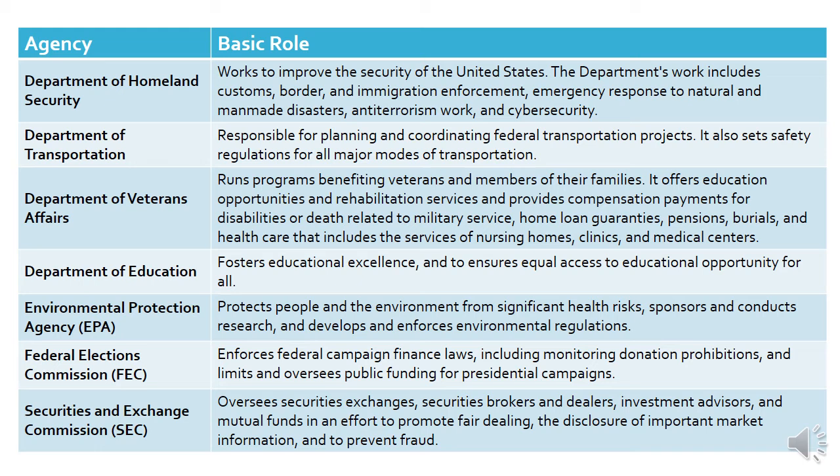Department of Education, again, fairly self-explanatory. Those four are all cabinet-level departments. They have someone at the head of the organization called a secretary of whatever, Homeland Security, Transportation, whatnot. There are 15 of those in the government. And then we have other types of organizations.